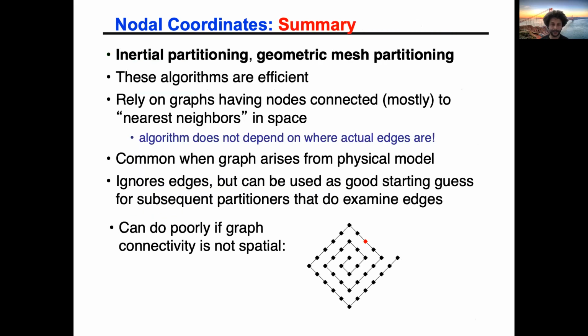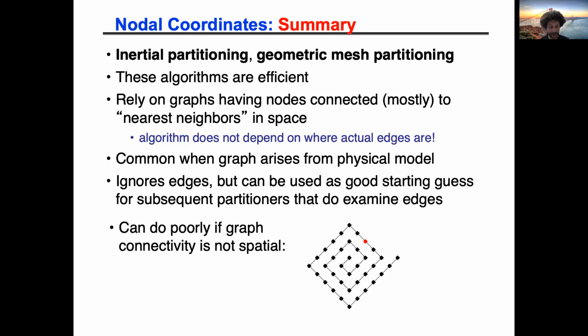The algorithms of these two that are well known are inertial partitioning and geometric mesh partitioning. Again, we're not going to go over the details about how they work, but all you need to think about is the edges are implicit, and you don't need to worry about those. The coordinates are the input. The coordinates of the vertices are the input to the graph partitioning algorithm.